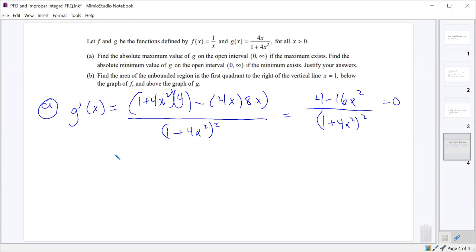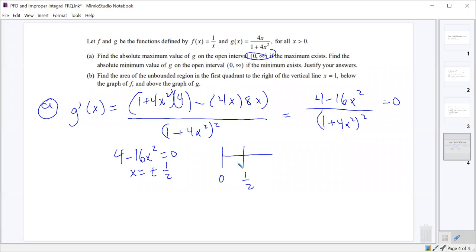4 minus 16x squared equals 0, and that gives you x equals positive or negative 1/2. Obviously, we're going to ignore the negative 1/2 because we're only talking about the interval 0 to infinity. So we just got positive 1/2. And we will make a sign chart with positive 1/2, cutting ourselves off at 0, going towards infinity.